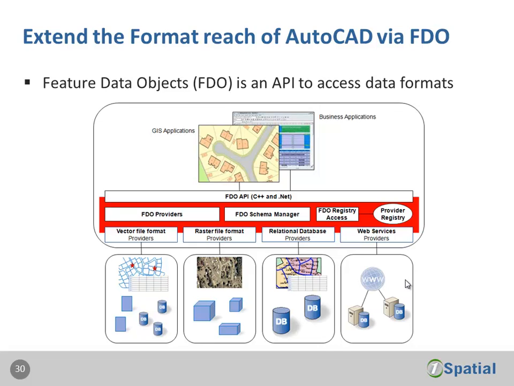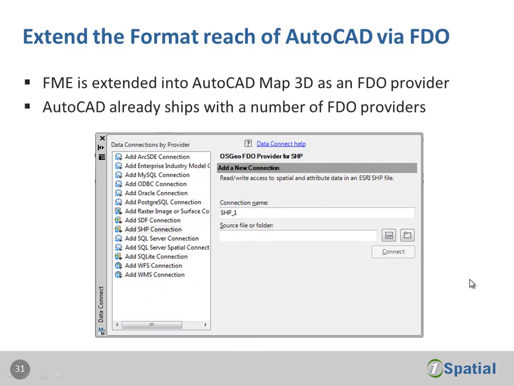And you can do this without any other software other than AutoCAD. You do, however, have a limited set of data formats that are accessible via FDO. But it means that the capability of AutoCAD is more than just working with DWGs and DXFs. This is what the FDO connection window looks like. You can see here the ability to connect to, for example, shapefiles, Oracle database, an ODBC connection, MySQL, and also those web feature and web map services.